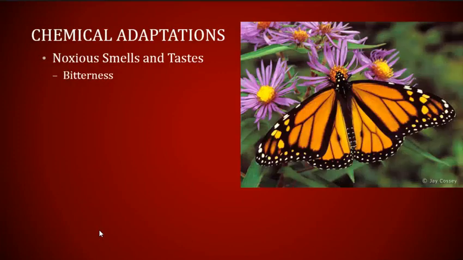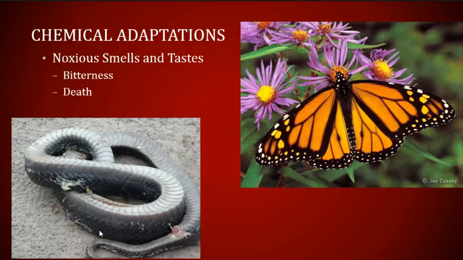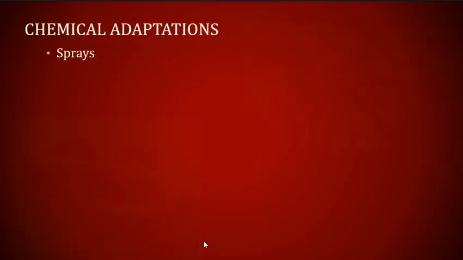There's just being yucky, right? You can be bitter or you can smell like death. This is a monarch and a hognose snake. These guys are gross. I mean, they look like they're dead, they smell like they're dead, and that's a really good way to deter predators because nobody wants to eat something that's rotted. Now, you can also spray, right?